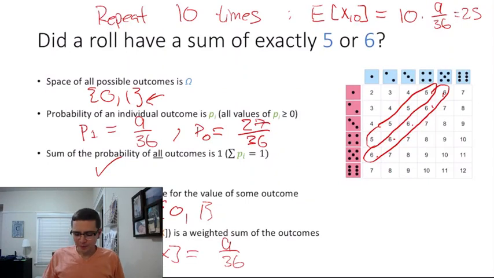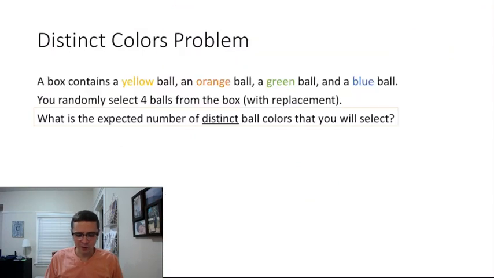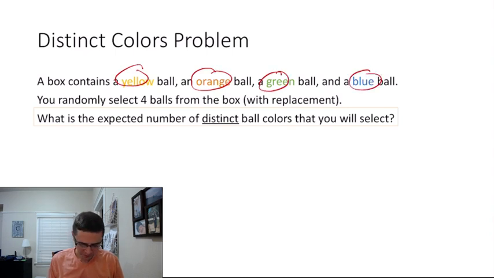Alright, well let's go with something a little less intuitive, just to exercise your linearity of expectation brains. So let's say we have a box that contains 4 balls. It contains a yellow ball, an orange ball, a green ball, and a blue ball. You're going to randomly select 4 balls from the box with replacement. With replacement just meaning you could get 4 yellows or 4 oranges and so on. What is the expected number of distinct ball colors that you will select?